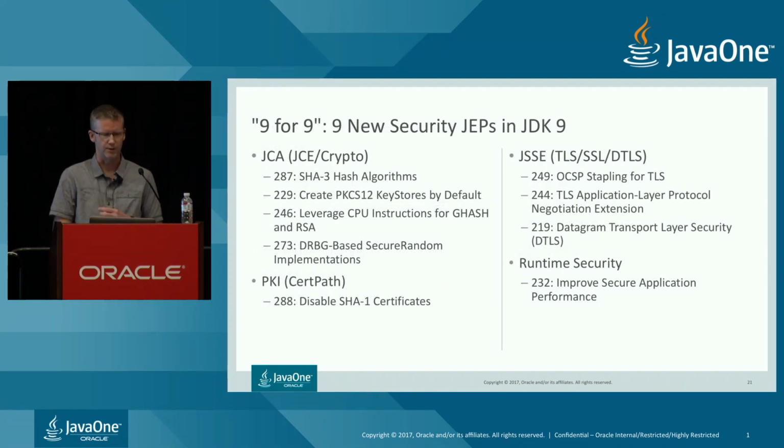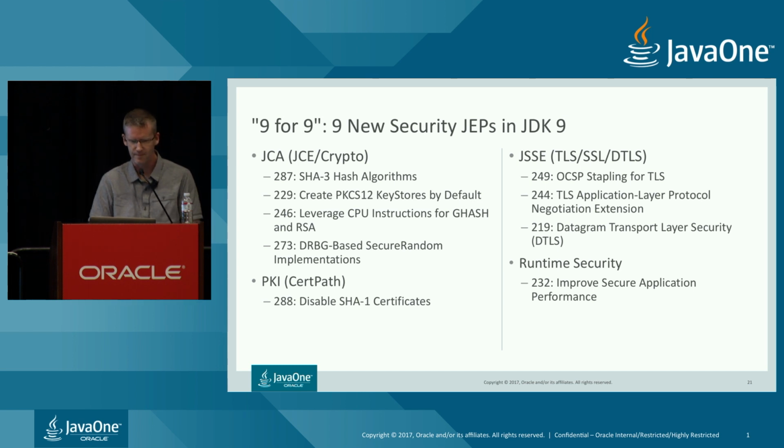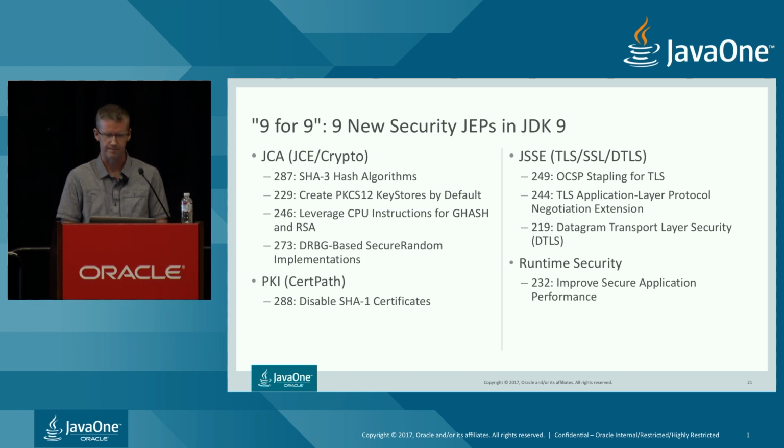So here's a list of all the JEPs. I call this 9 for 9, because it's 9 features for JDK 9. This is mostly for reference. I'll go through most of these on the next few slides.